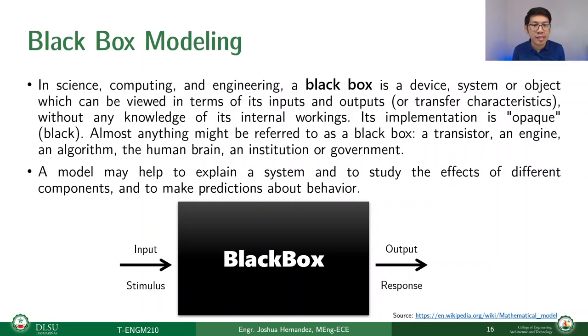Now, this is important because a model may help to explain a system and to study the effects of different components to make predictions about behavior. So as you can see on the figure, this is what we call a system that we're trying to analyze, a black box. We compartmentalized it. For example, if you have a huge electronic system and we want to understand the output or what is happening inside a particular part of that circuit, then we create a black box analysis of it by compartmentalizing it. If we see na the output response is that the signal has been amplified, then perhaps there has been an amplification or a transistor inside that may have caused it.